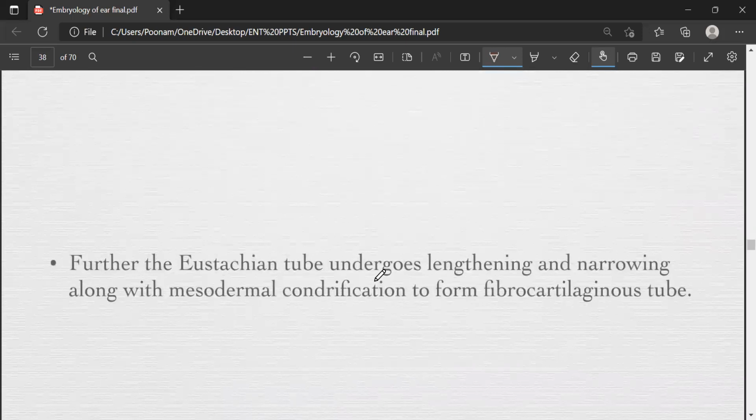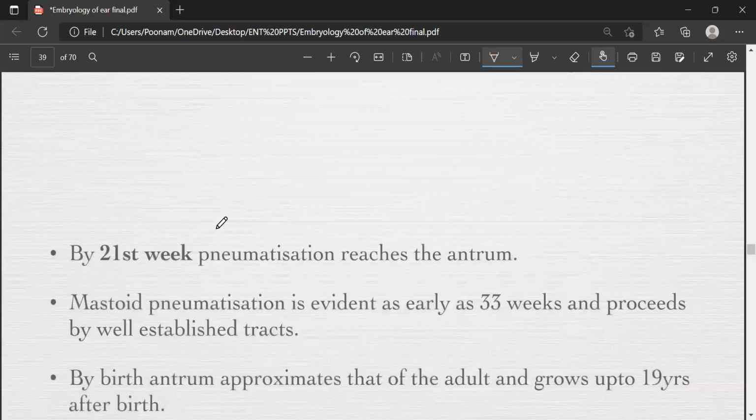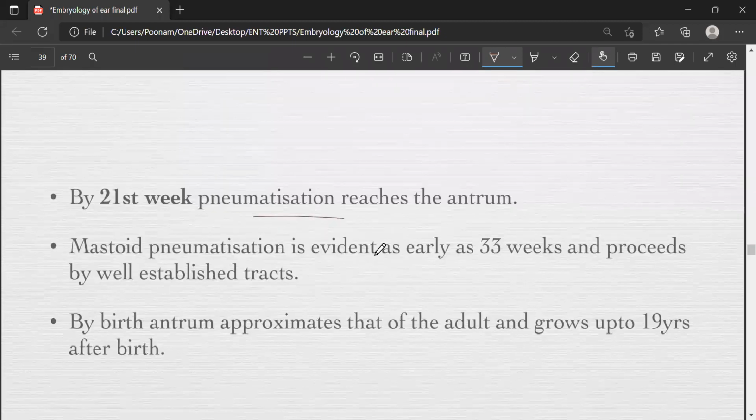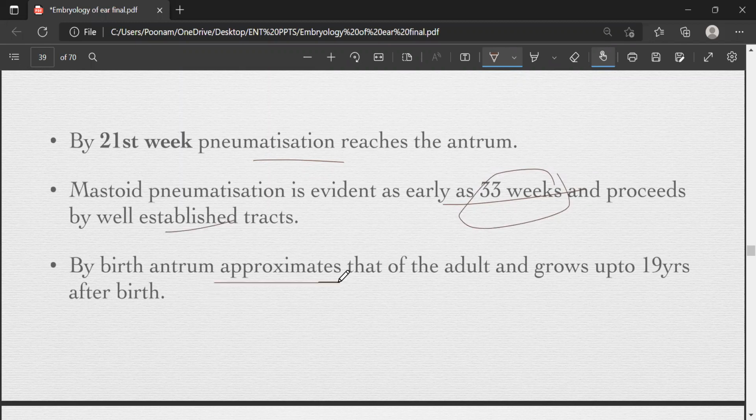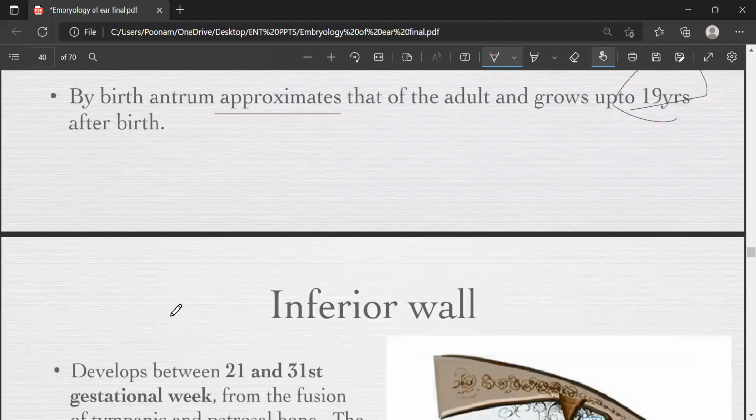Saccus posticus is further divided into two parts, the hypotympanum and retrotympanum. Further, the Eustachian tube undergoes lengthening and narrowing along with the mesoderm modifications to form the fibrocartilaginous tube. By 21st week, pneumatization reaches the antrum. Mastoid pneumatization is evident as early as 33 weeks and proceeds by a well-established trend. By birth, the antrum approximates that of an adult, and the mastoid grows up to 19 years after birth.